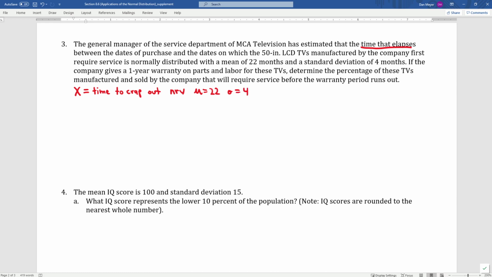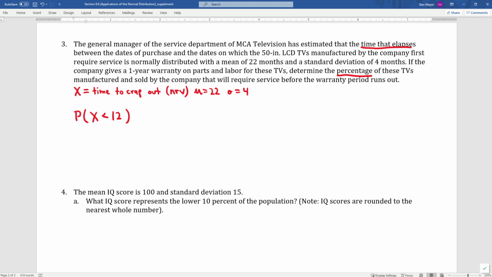Now the warranty is 12 months. The problem is asking for the percentage of TVs. So we can interpret it as the probability that a TV will crap out before the warranty, before 12 months. So what's the probability that the time it takes to crap out is less than 12 months? Okay, there we go. I think that was the biggest challenge here, sifting through all those words to write down a probability problem about a normal random variable. But now that we've got it, we can go ahead and do it.